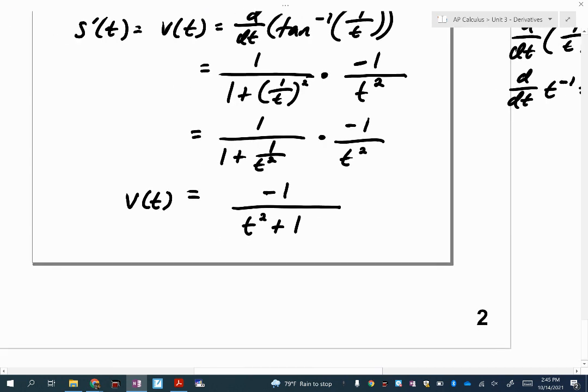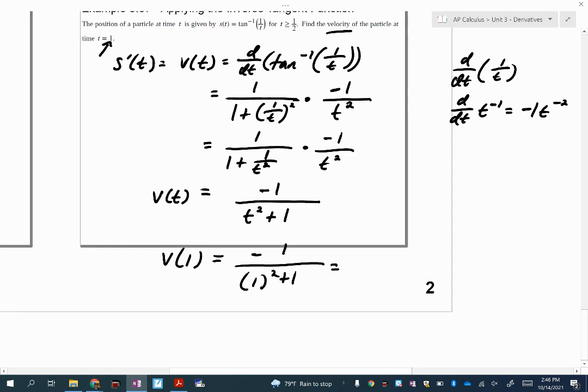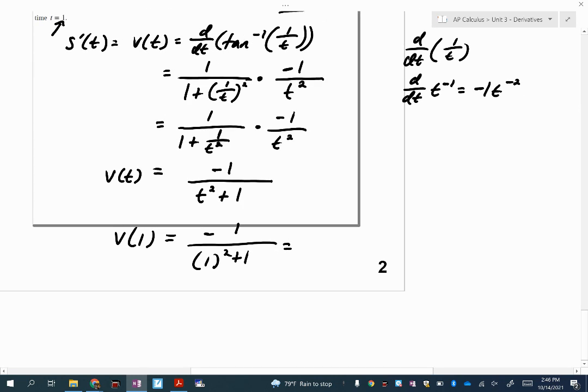All right, now we're not done because we need to evaluate this at time of 1. So I'm going to plug in 1 where I see t. So negative 1 over 1 squared plus 1. All right, we have 1 squared plus 1. That's going to be 1 plus 1 is 2. So negative 1/2 units per time.